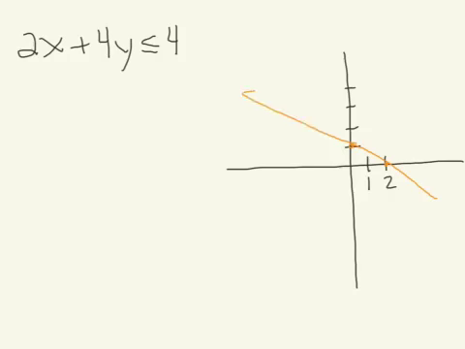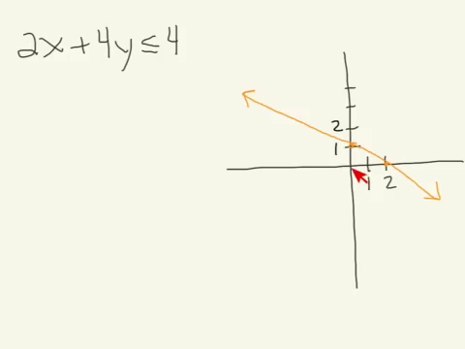Okay. And once you get your line drawn onto your graph paper, this is when you choose your test point. The main rule for choosing a test point is that it can be any point on the graph paper as long as it's not also on the line. So typically the easiest test point to choose is 0, 0, just because it's easy to plug in.